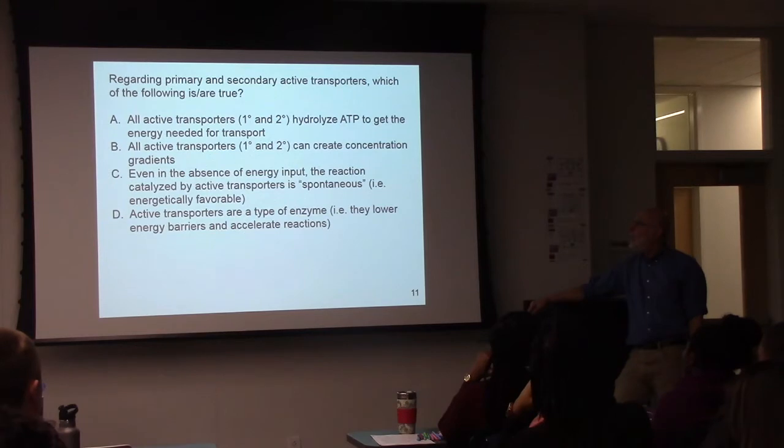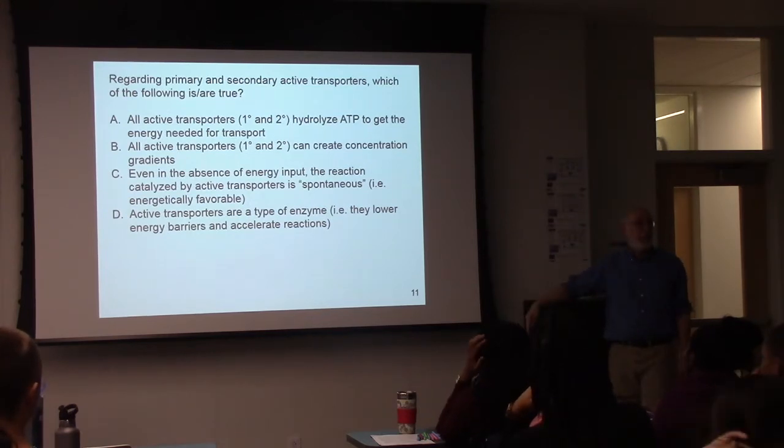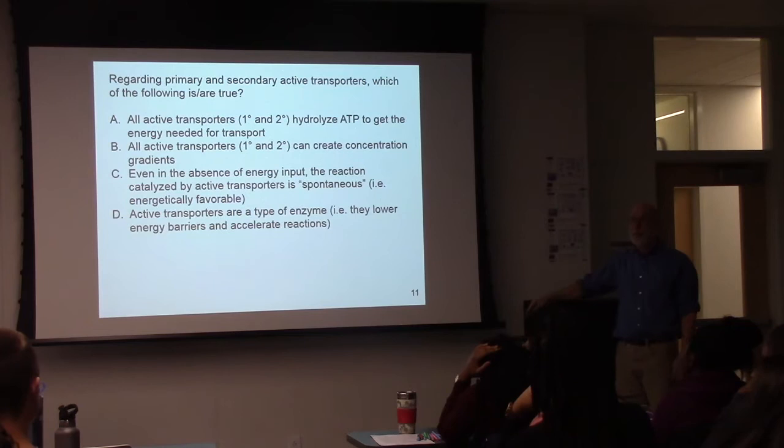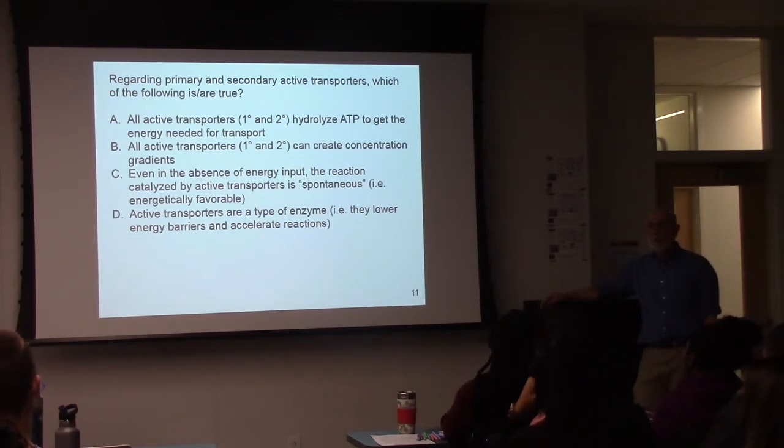Even in the absence of energy input, the reaction catalyzed by active transporters is spontaneous or favorable. Is that true? No, that's false. Creating a gradient is not favorable. Things going down their concentration gradient is spontaneous and favorable, but things being pumped to create the gradient is not favorable unless there is energy input in the form of ATP or another solute gradient. So that's why C is a false statement. Is D a true statement? Active transporters are a type of enzyme.